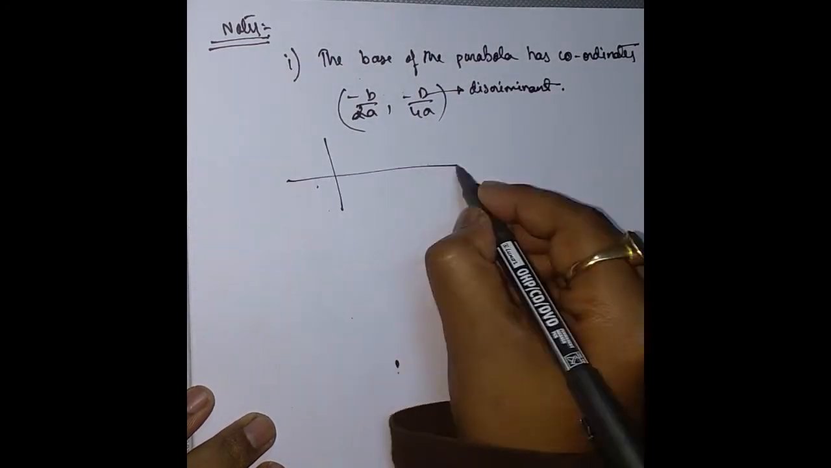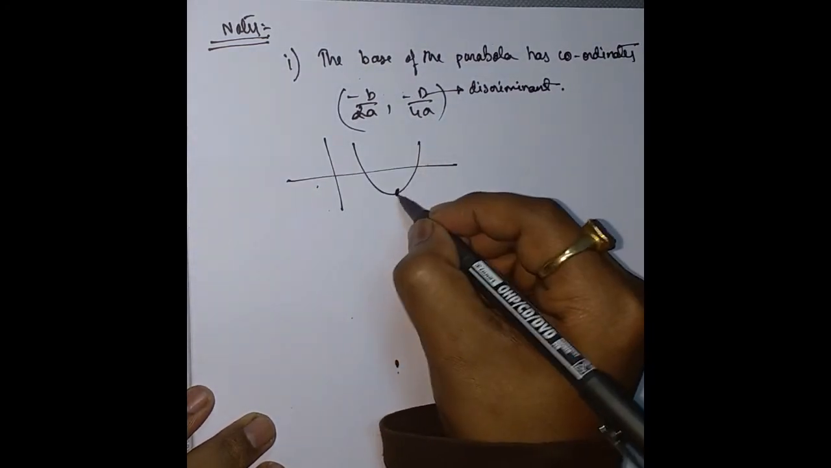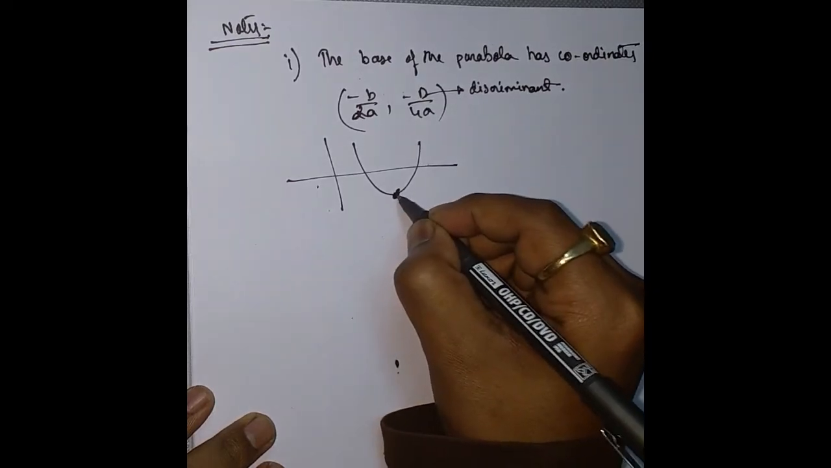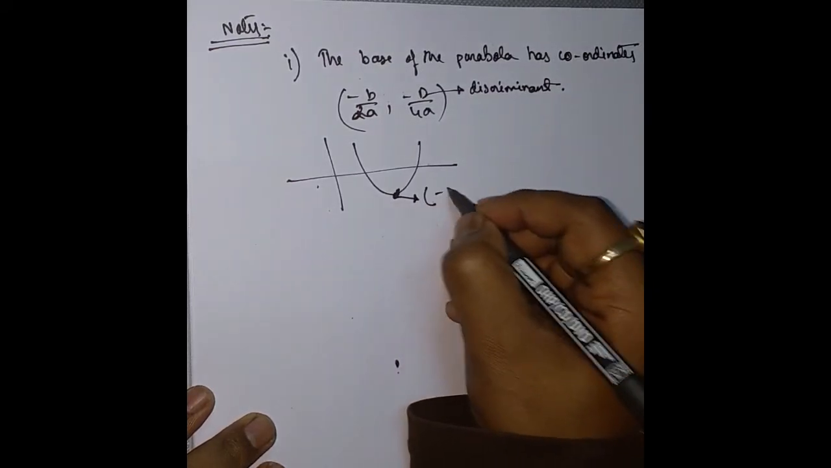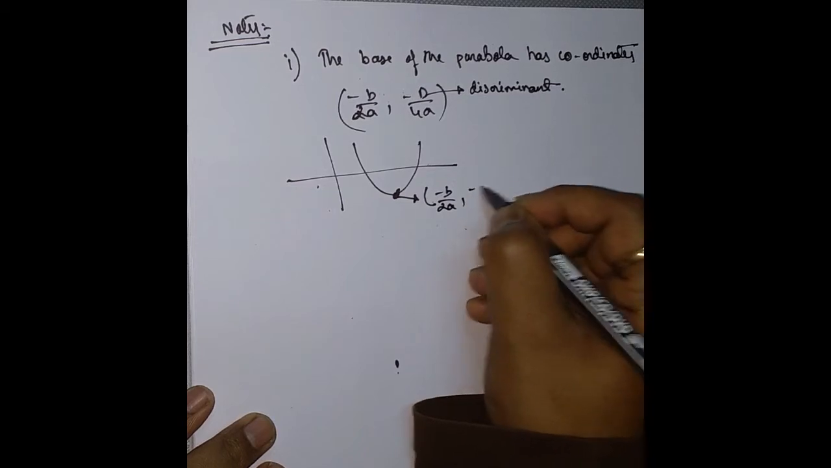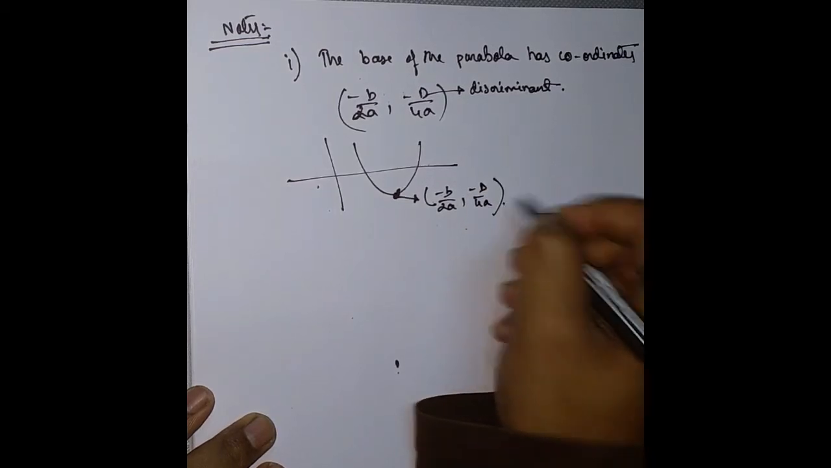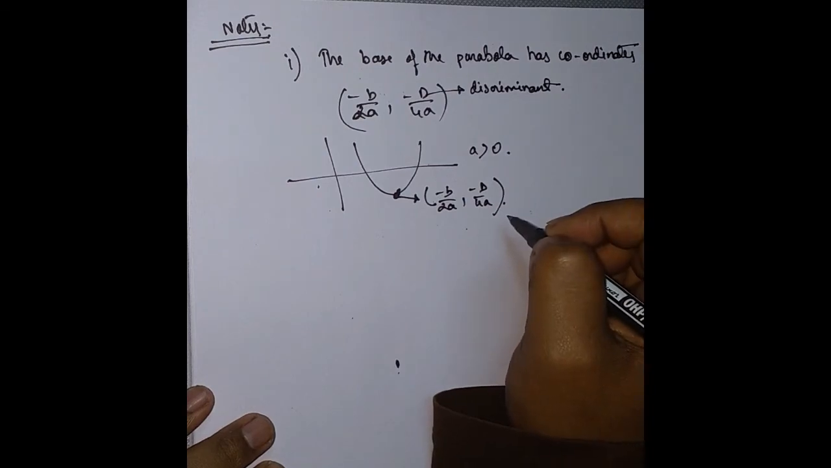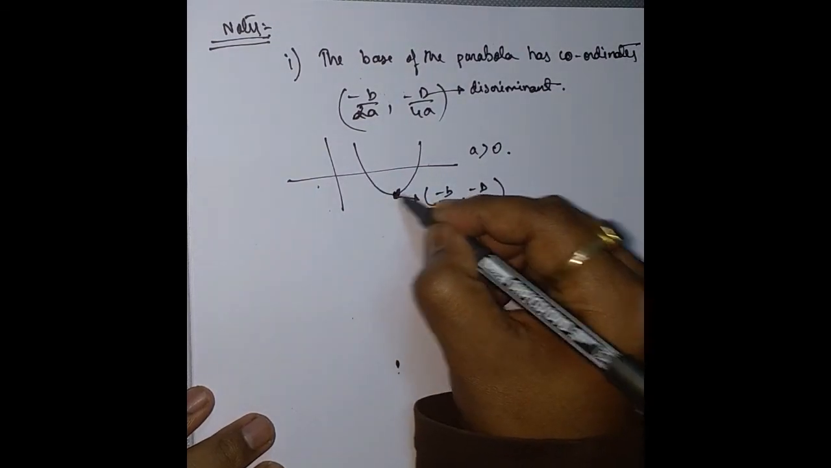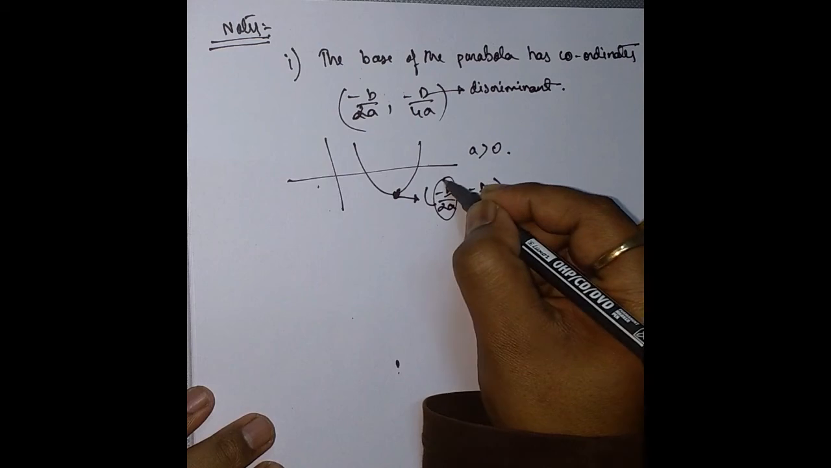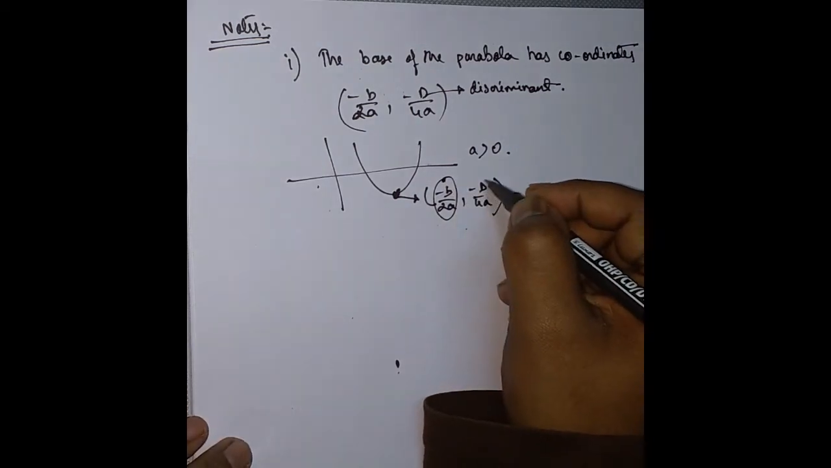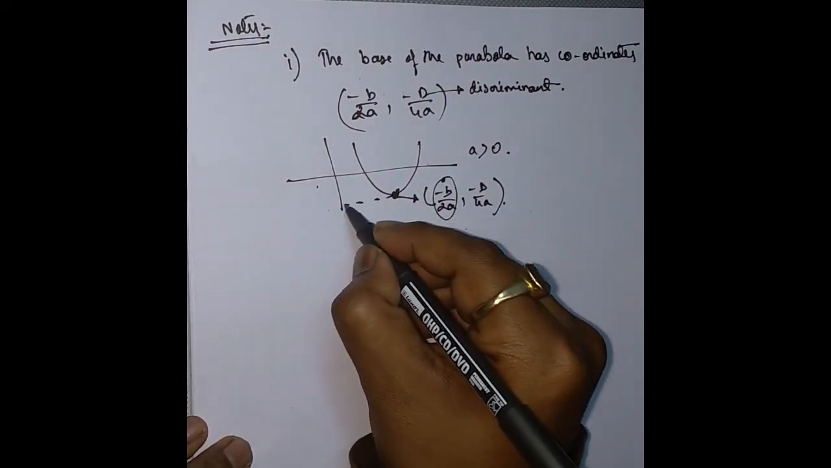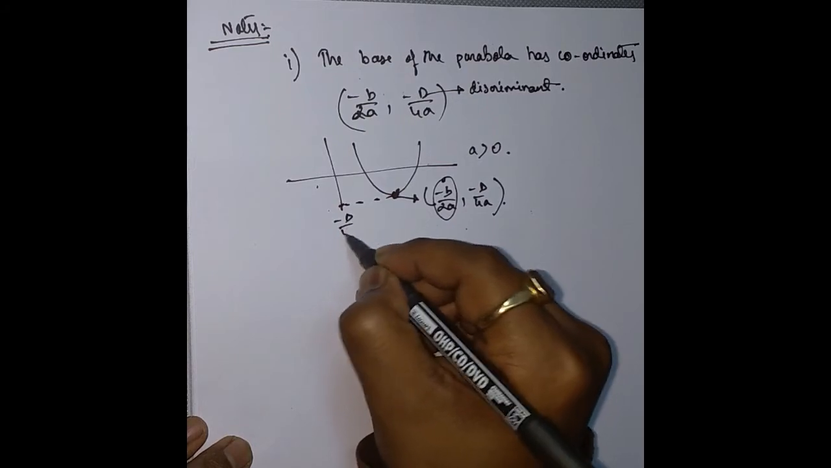What do you mean by the base? The base is this one, the lowest position point: minus b by 2a and minus d by 4a. In a parabola where a is greater than 0, the lowest value of the parabola comes when x is equal to minus b by 2a, and what is the value of y? The value of y turns out to be minus d by 4a.